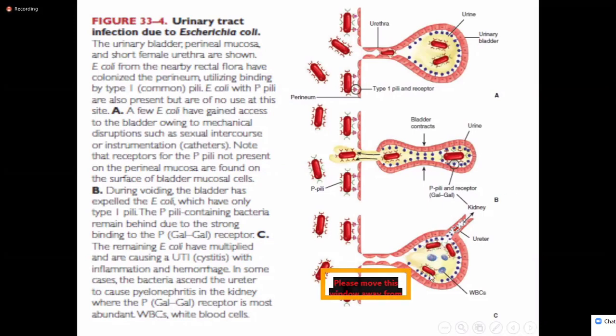Those which attach to the bladder now multiply and can ascend via the ureter to the kidneys and go there and cause pyelonephritis. So by the P pili, they can attach to the bladder and then migrate through the ureter up to the kidneys.